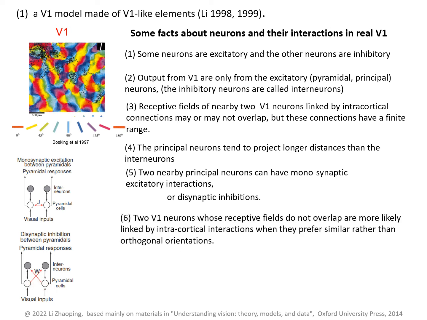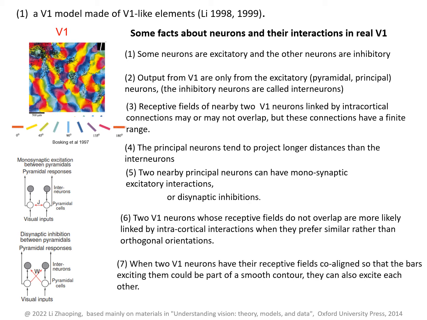Two V1 neurons, when their receptive fields are not too close to each other, are more likely linked by intracortical interactions when they prefer similar rather than orthogonal orientations. In addition, when their receptive fields are co-aligned so that visual inputs exciting them could be part of a smooth contour, then these two neurons could excite each other, especially when they are having weak visual inputs.